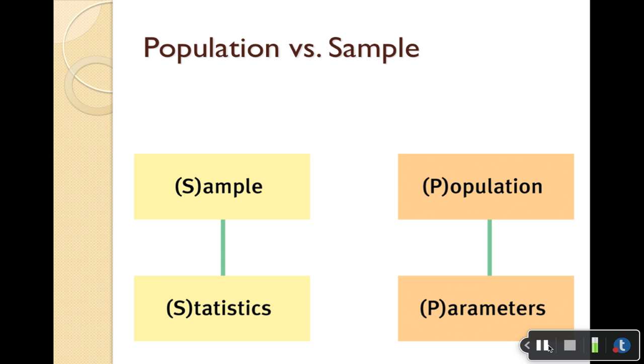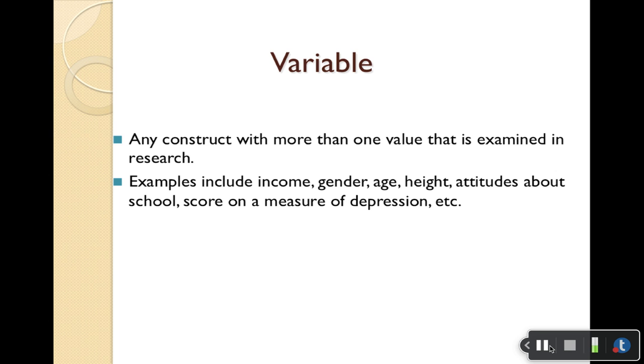So here we have a nice mnemonic device. Numbers that come from samples we call statistics. Numbers that come from populations we call parameters. So the S's match up and the P's match up.